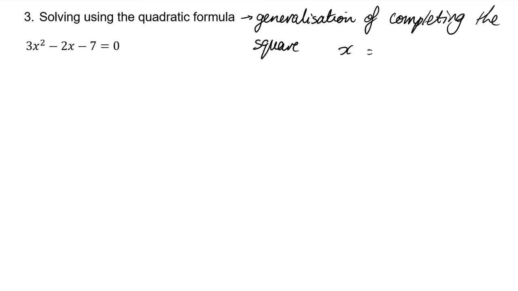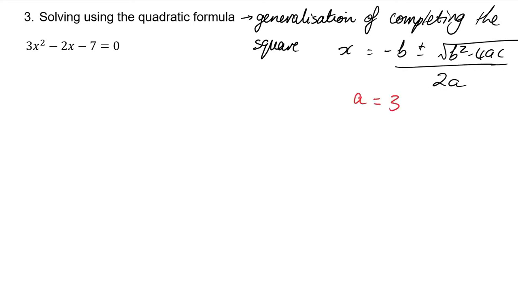And it is x equals negative b plus or minus the square root of b squared take 4ac, all over 2a. In this quadratic, a is equal to 3, b is equal to negative 2, and c is equal to negative 7. And so we're now going to substitute into the quadratic formula.